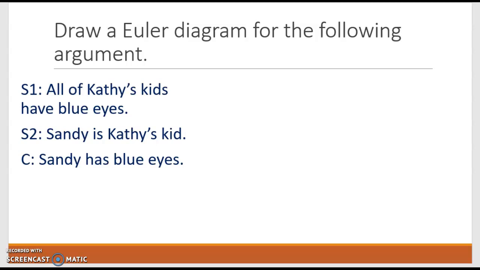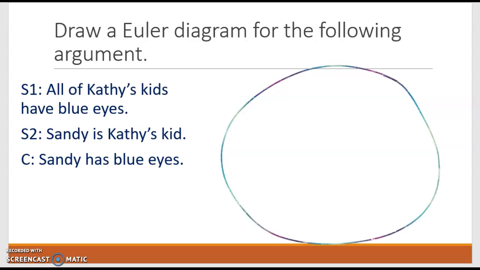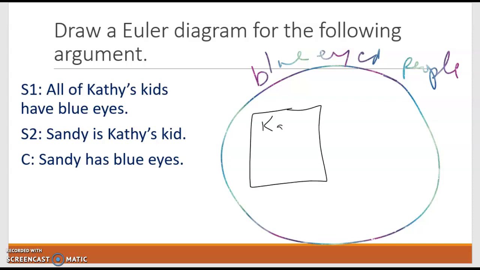Okay, so let's think about what this looks like, right? So basically we have a world where we have blue-eyed people, all right? So this is blue-eyed people. Within all of the blue-eyed people in the world, we have a subset that is Kathy's kids, right? Because Kathy's kids fit in that piece. All of Kathy's kids have blue eyes. So the black square that is Kathy's kids fits inside the whole world that is blue-eyed people.